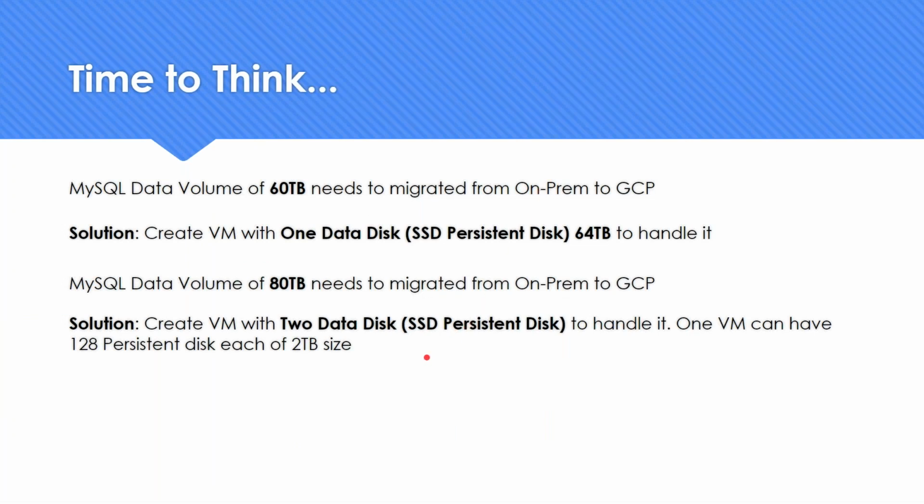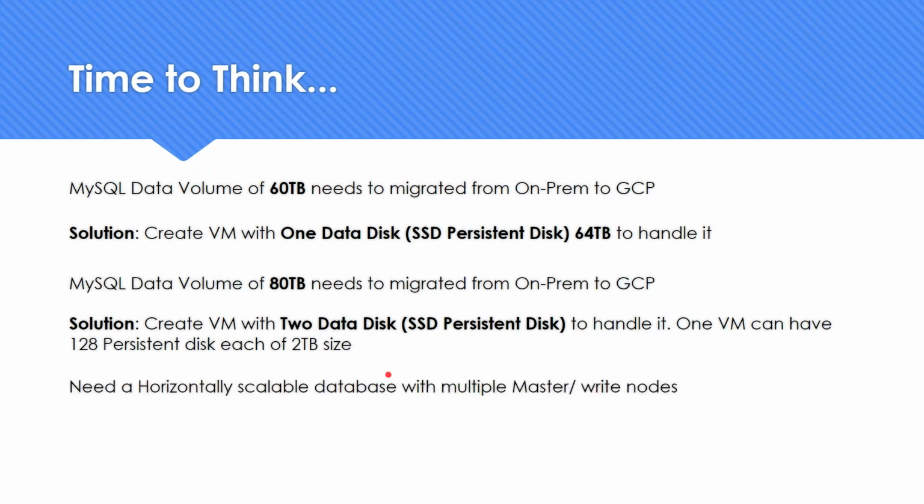This 2 terabytes is just my understanding. If you attach 128 disks totally to a powerful machine, each disk can only be 2 terabytes maximum. But if you attach two disks, that's okay. If you want to attach 64, that's okay.